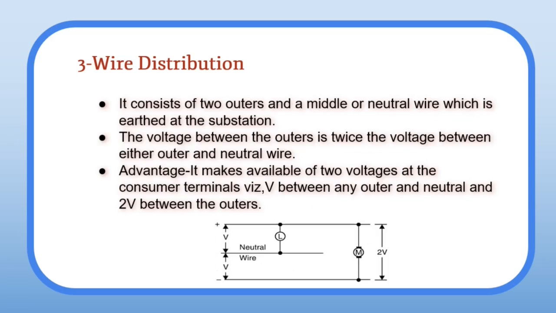Now coming to the three-wire distribution system. It consists of two outer wires and a middle or neutral wire which is earthed at the substation. The voltage between the outers is twice the voltage between either outer and the neutral wire. Advantage: it has a big advantage, and that is it makes two voltages available, one voltage between outer and neutral, and two times that voltage between the two outers.